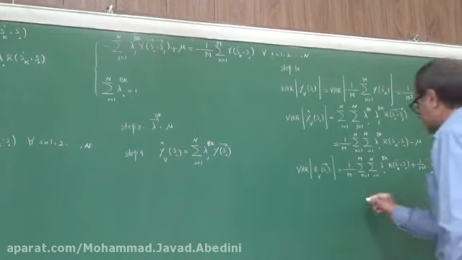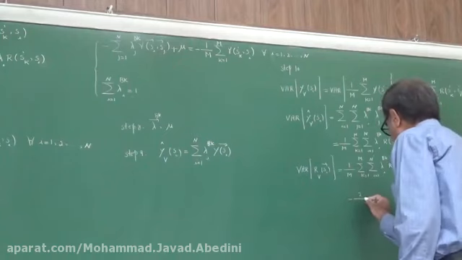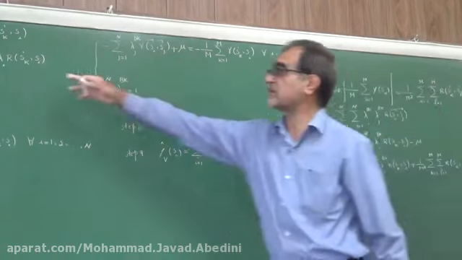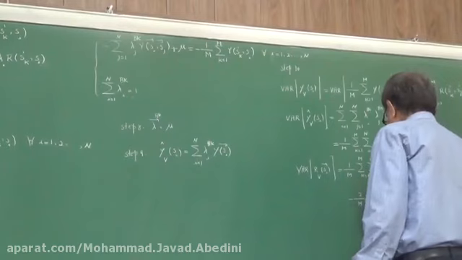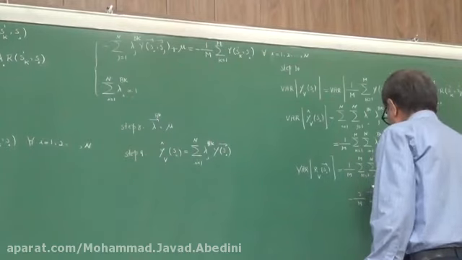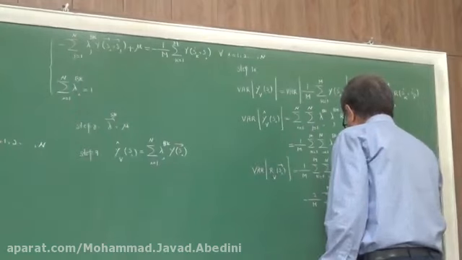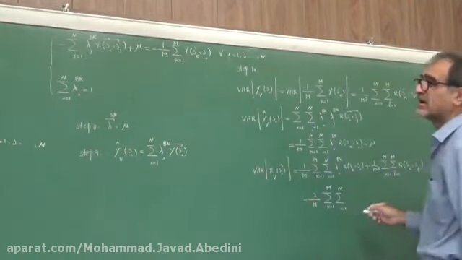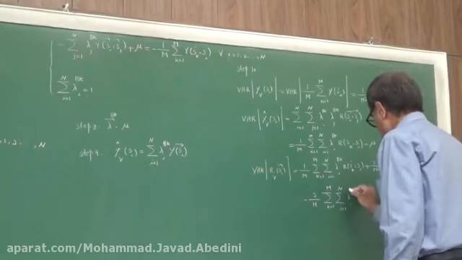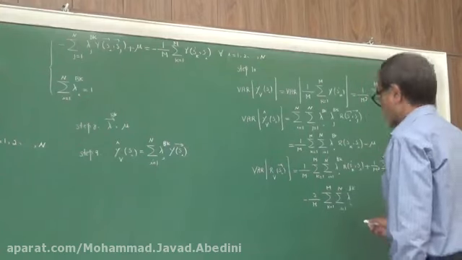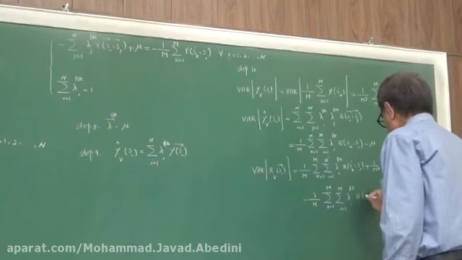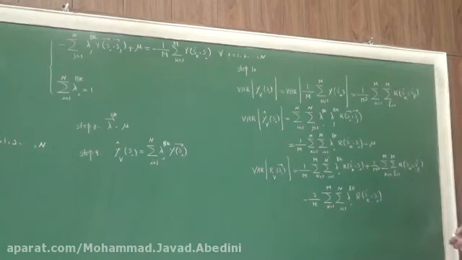Minus 2 divided by m, I use this one, summation K from 1 to m, I from 1 to n, lambda I, which is bk, r sub s prime k s I. As you can see, this will be simplified with this one.